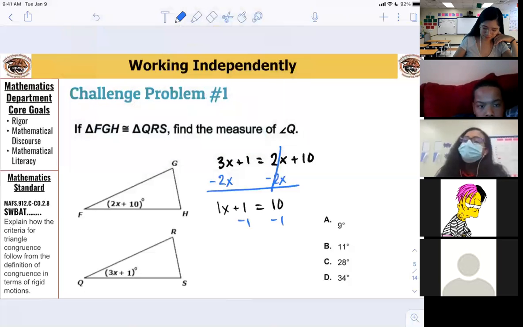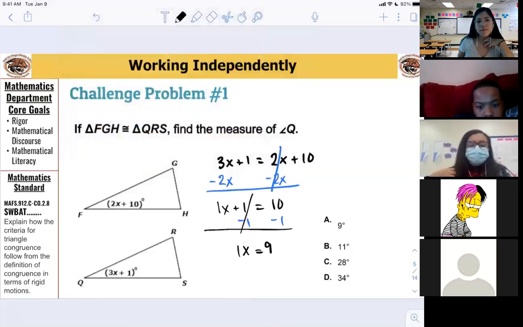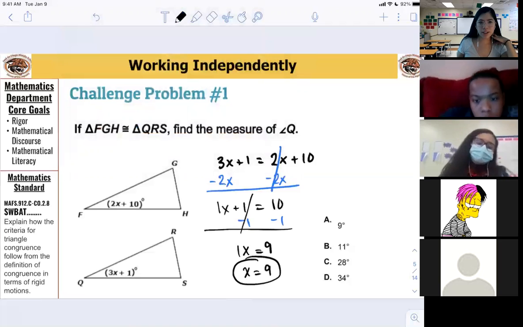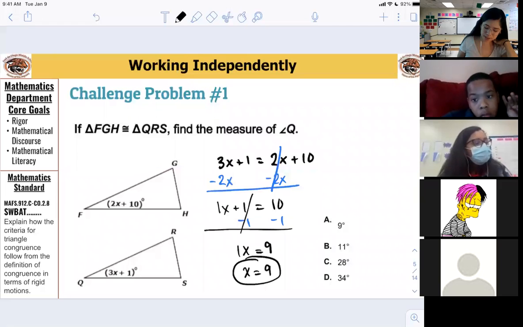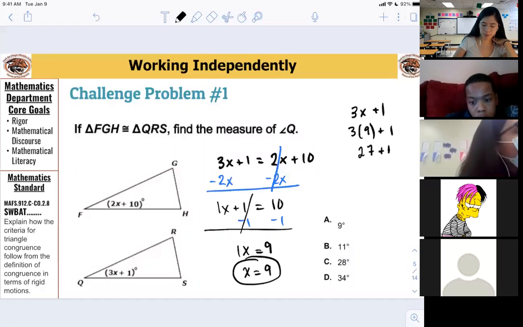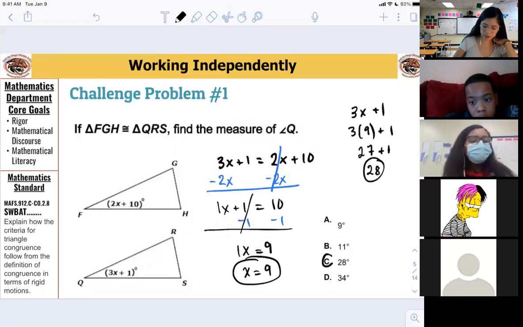And then you get 1x is equal to 9. Then you divide that by 1, which just gives you 9. All right, and then how did you get answer choice C? Multiply. I think I heard Tyrone say it as well. We're going to plug it back in. We're looking for Q, which is the same as F. So you could plug it into whichever one you want, but let's just plug it into the one for Q. 3 times 9 is 27, and 27 plus 1 is 28. Yeah, C is correct.